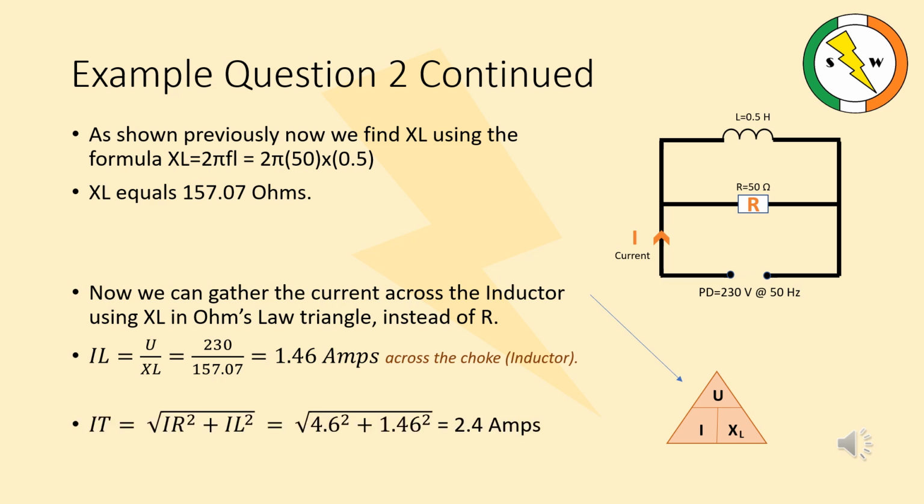IT equals the square root of IR squared plus IL squared. With our numbers entered into the formula, we get a result. The total amps in the circuit is 2.4 amps.